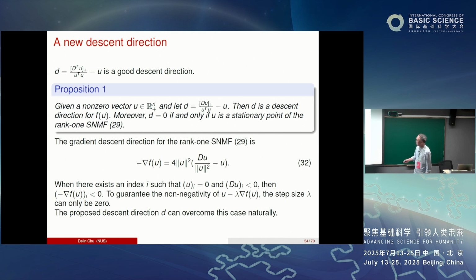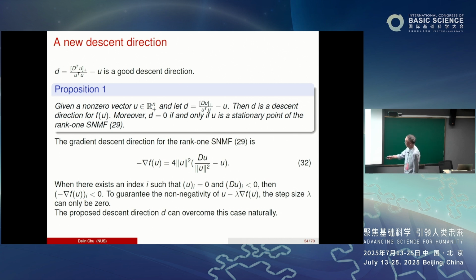Okay, then there is one question: why do we not use the gradient descent direction? Now we write down the gradient descent direction for the minimization problem 29. This is the gradient descent direction.